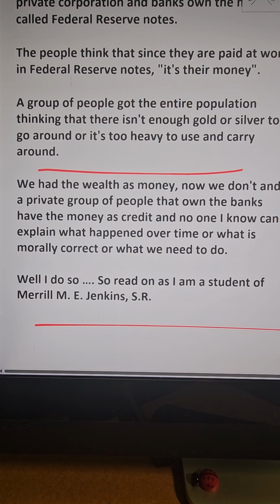A group of people got the entire population thinking there isn't enough gold or silver to go around, or it's too heavy to carry and use. That's pretty interesting. Now, we had the wealth as money. Now we don't. And a private group of people that own the banks have the money as credit, and no one knows or can explain what happened over time or what is morally correct or what we need to do. Well, I do. So I'm a student of Merrill Jenkins, and I'm going to explain this to you.